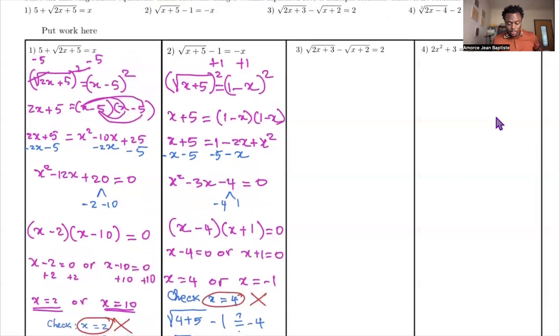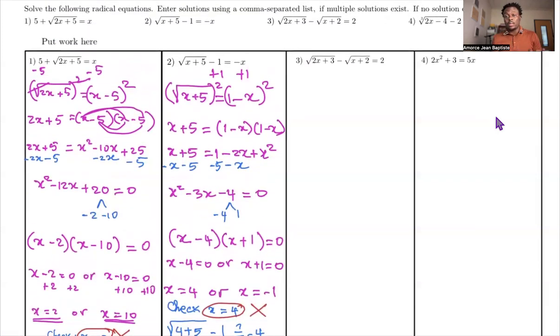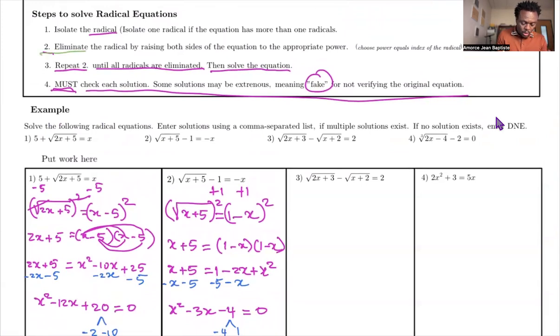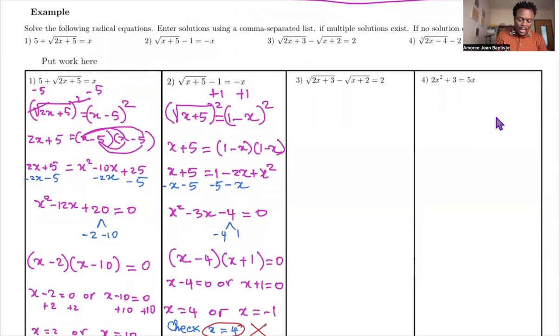Move to the next example here. In this example, we have more than one radical, so we're going to try to isolate one of them and then repeat step 2 until we get no radical in the equation. So let's start with adding the radical of x plus 2 on both sides of the equation. So that cancels this one on this side. We have the square root of 2x plus 3 equals 2 plus the square root of x plus 2, right?